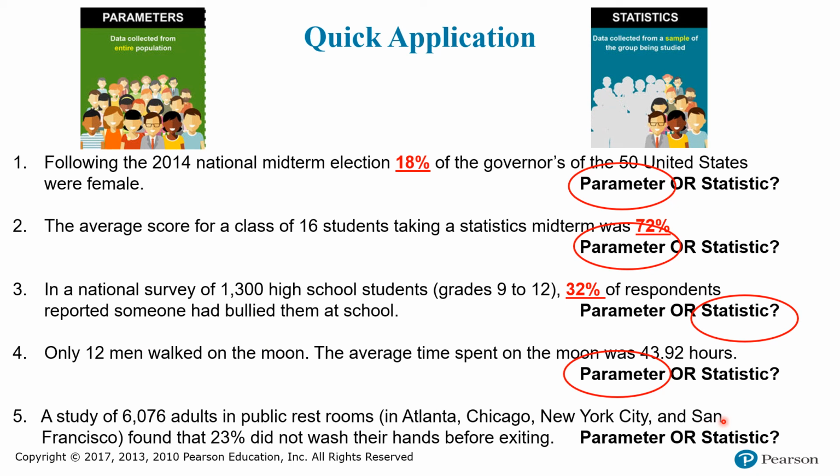Oh, one last one. A study of 6,076 adults in public restrooms in Atlanta, Chicago, New York City, and San Francisco found that 23% did not wash their hands before exiting. Is this a parameter or a statistic? This is a statistic because it's based on a sample of 6,076 adults in the population of these cities. So it doesn't represent every adult in these cities, just a sample. So 23% is a statistic.